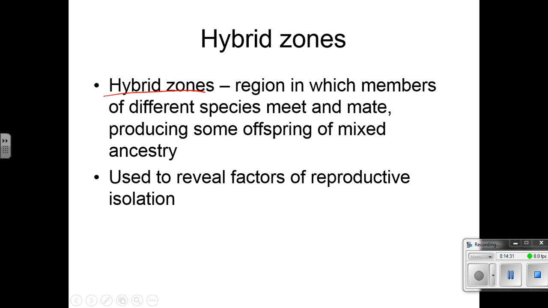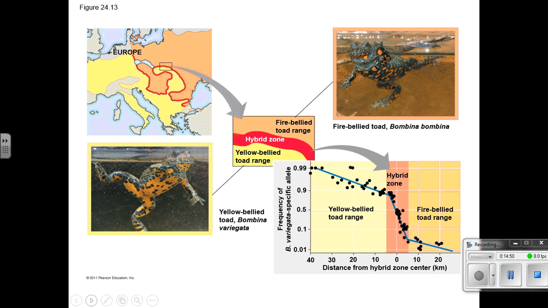What are hybrid zones? They are regions or areas where members of different species meet and mate, reproducing some offspring of mixed ancestry. It's used to reveal factors of reproductive isolation. It's used to figure out what is the reproductive isolation factor there, what is going to come or what is already beginning. So here is an example.